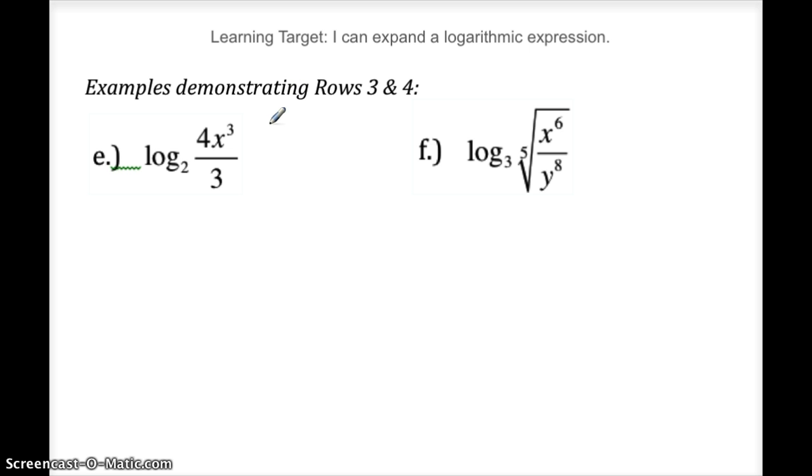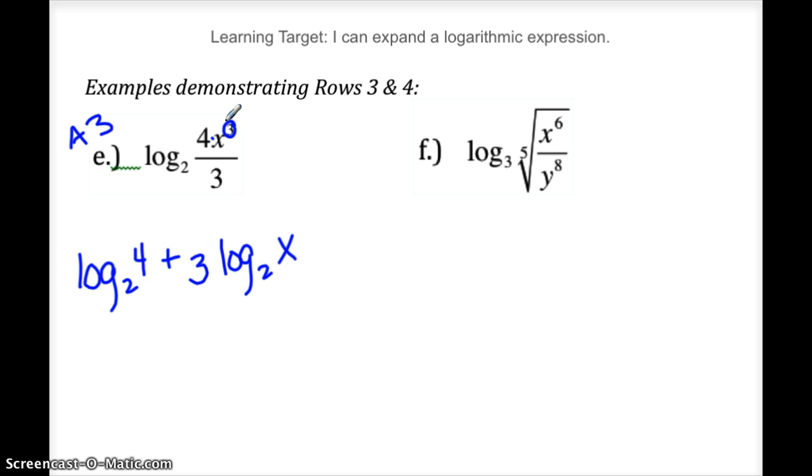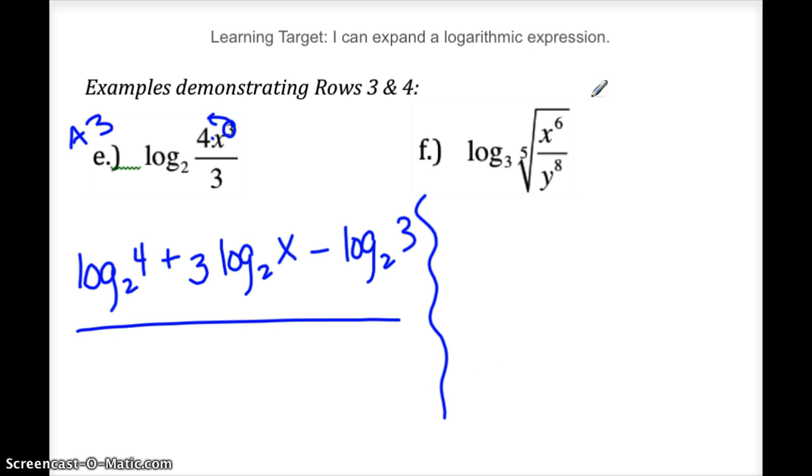So some examples demonstrating those last few properties we looked at. This example E would match up with alpha 3, A3, if you're following along with our notes. So what would our expansion be? Log 2, 4, and then I'm going to break up that multiplication with addition, plus log 2x, but in front needs to go a 3 since x had a power. Okay. Since 3 is divided here, we're going to subtract log 2, 3. And that would conclude my expansion.